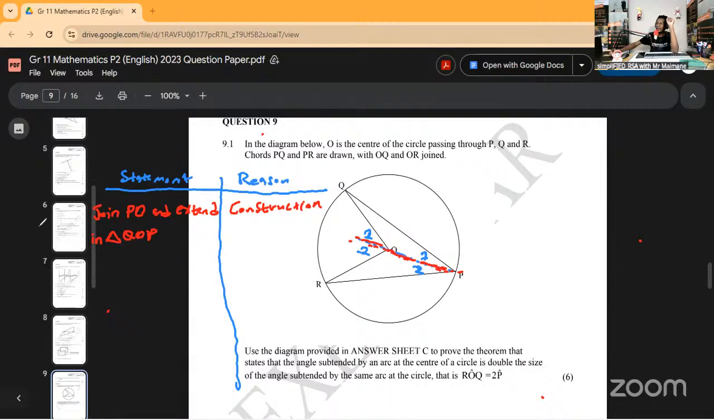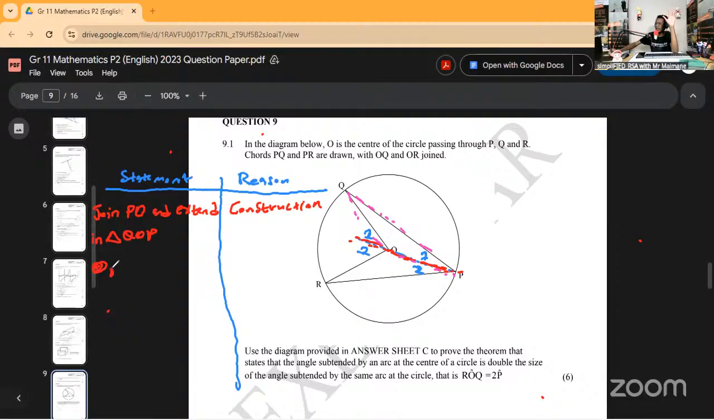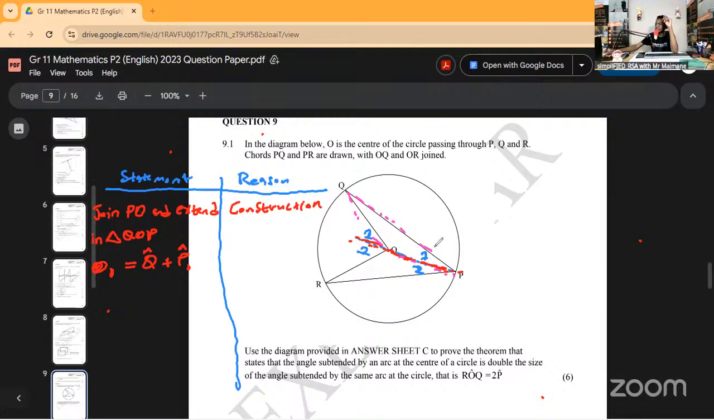Now, I'm looking at one triangle at a time. In triangle QOP, which is this triangle, what I observe from there is that O1 is equal to angle Q plus P1. I will wait until you digest it. This is triangle P1.